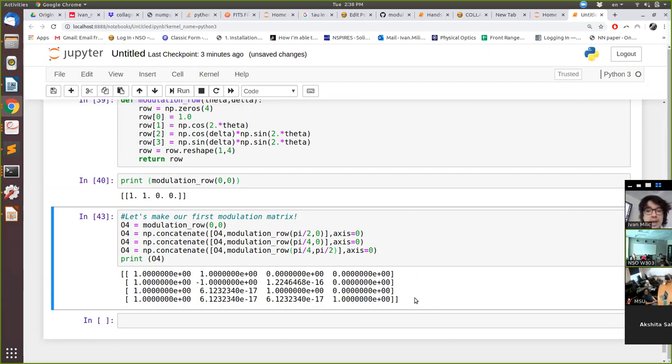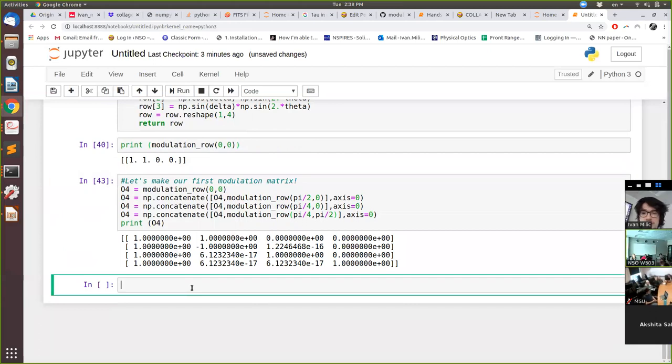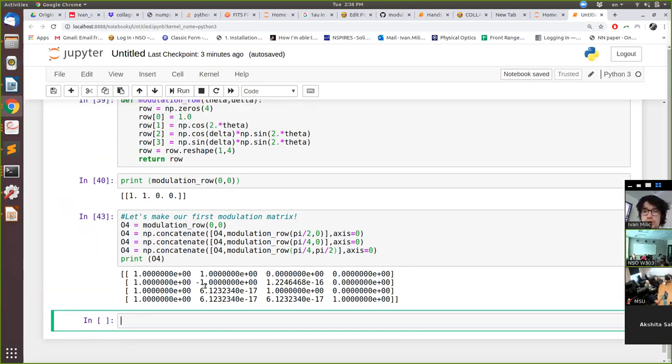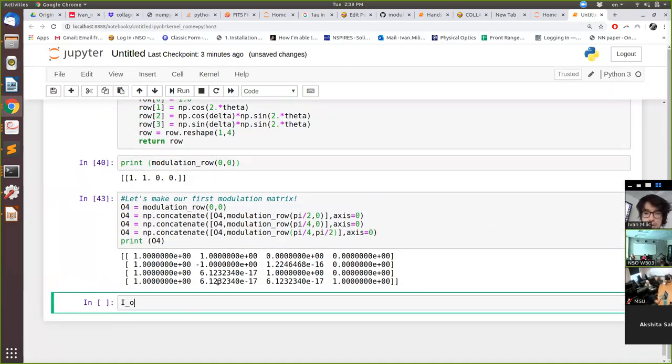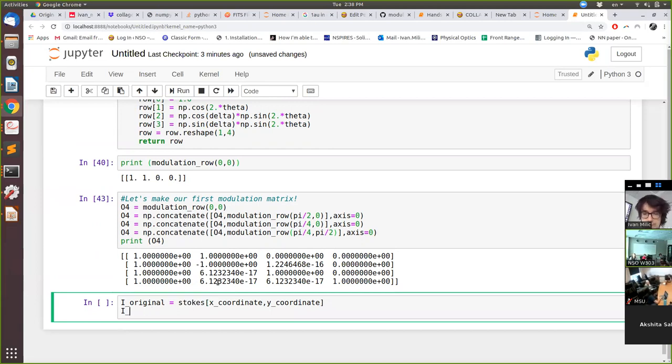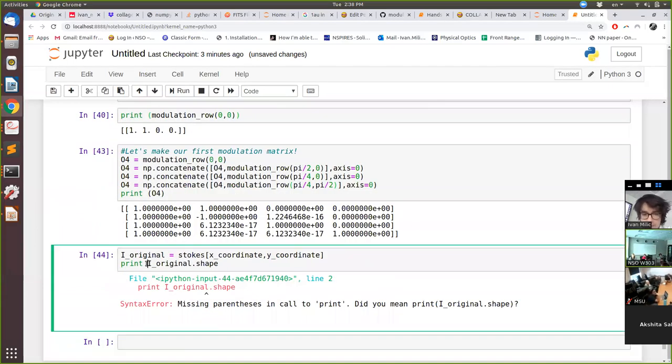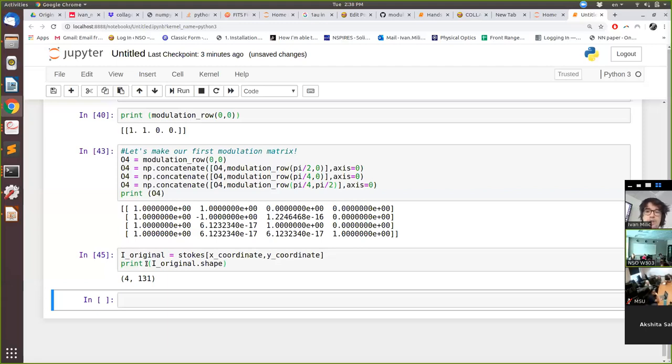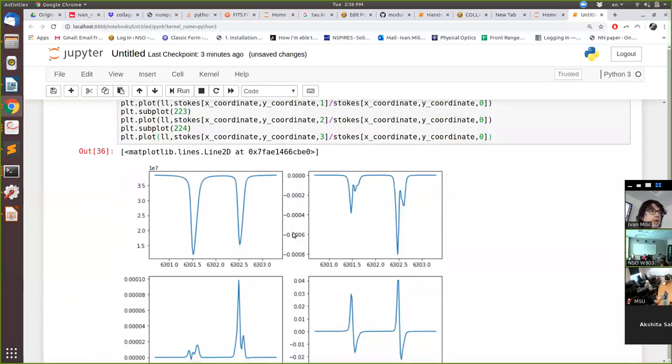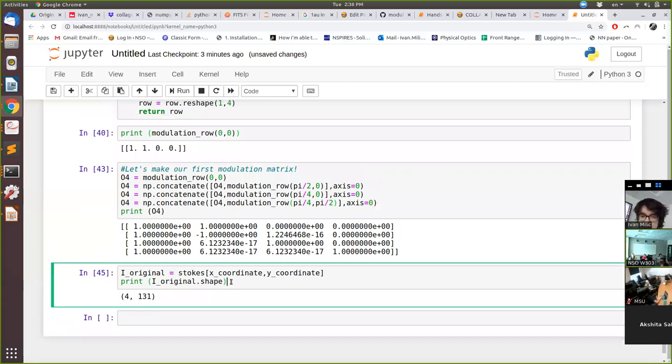So let's now try and modulate our signal. What does that mean? It means the following. I'm going to extract the Stokes vector for this one pixel that we get here. I'm going to call it I original, and it's going to be Stokes at x coordinate, y coordinate, and its shape is 4 times 131. So I only extracted one profile, and we're now going to focus on this one profile here. So I don't need this anymore.